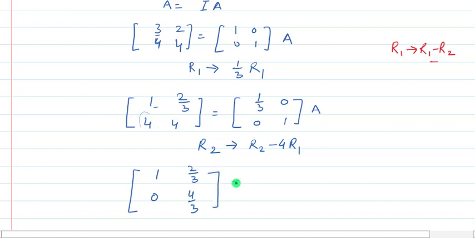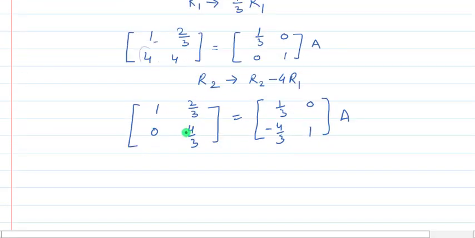And the same operation we will apply on this matrix. There is no change in row 1, and let us look at the changes in row 2. So this is 0 minus 4 times it, clearly it is minus 4 upon 3, and 1 minus 4 times 0 is 1 itself. And let us write A over here.